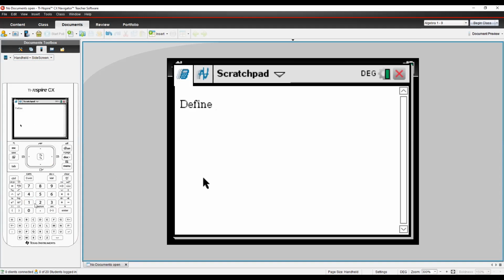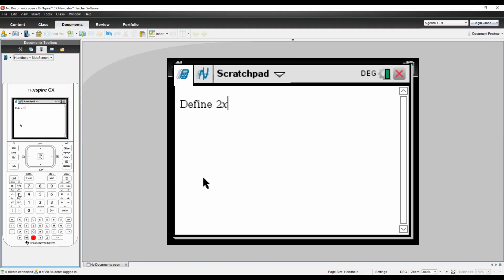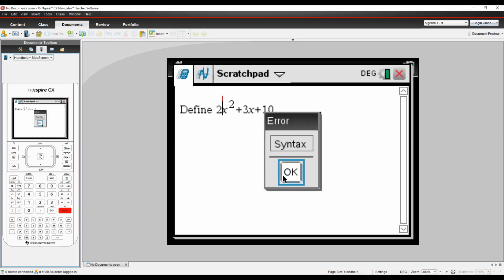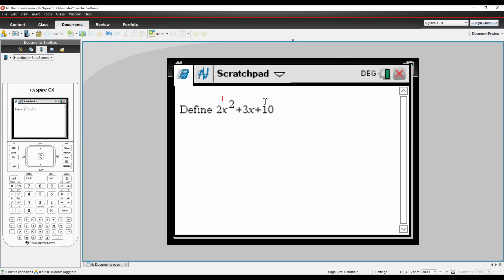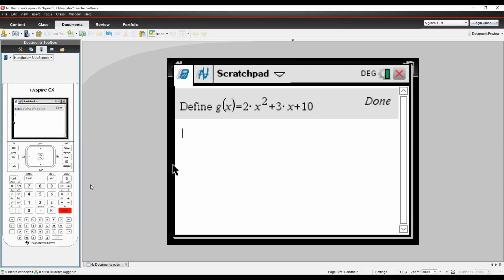And then we're going to go 2x squared plus 3x plus 10, and then we press enter. And I'm getting a syntax error again. Why? What's happening? It's trying to tell me something. Oh, it's telling me I didn't define the function. So I'm supposed to have g of x equals, and then I press enter, my bad. And then we're going to define it again.